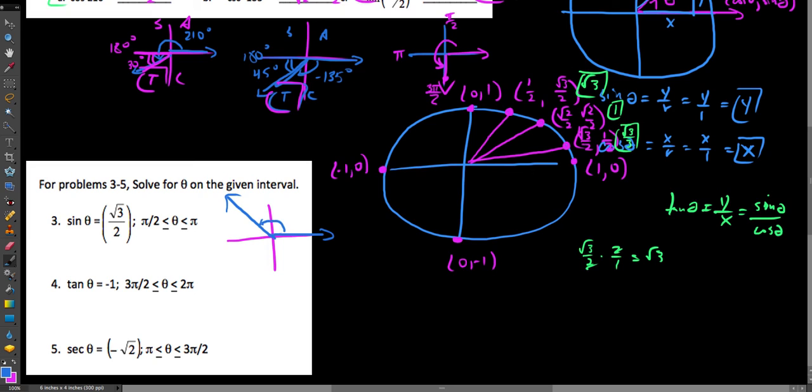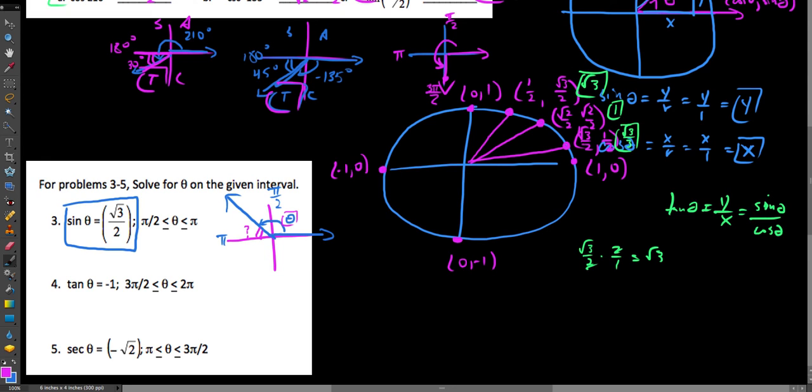This is between pi halves and pi. The question is, what is this angle right here? What we were told to begin with is that the sine of this angle is root 3 over 2. So the real question becomes, what kind of angle are you making with the x-axis here? Because that's going to give us insight into what this standard position angle is.